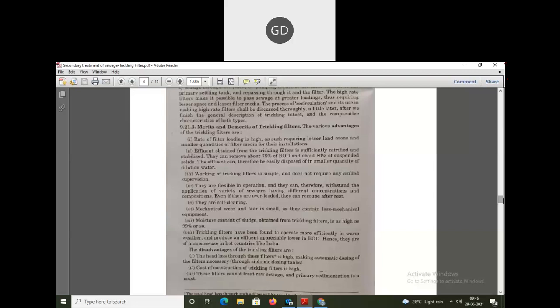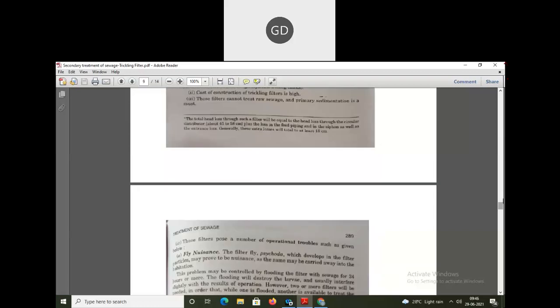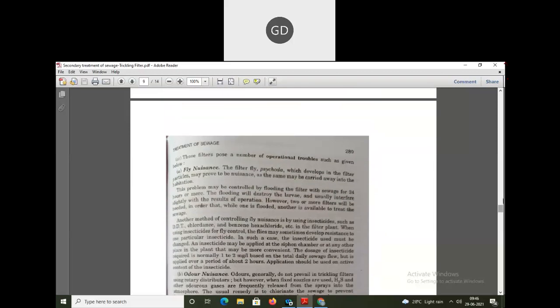In the disadvantages, the cost is very high. The cost of trickling filters is very high. Then these filters cannot directly take raw sewage, because you have to do primary sedimentation before you take the sewage to these trickling filters. That is a disadvantage. Also there is the head loss through these filters, and automatic dosing is required for this type of filter.